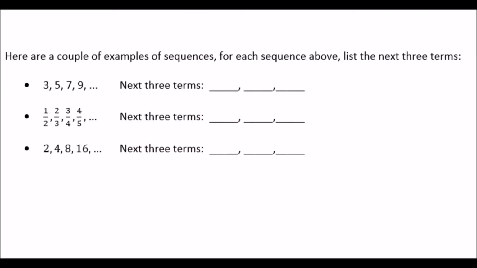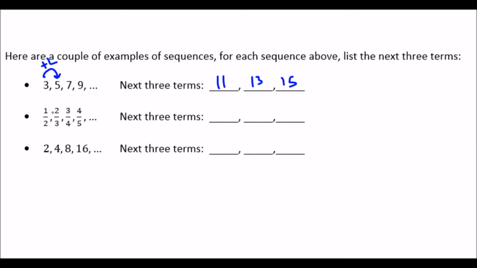So here are some examples of sequences. It asks you for the next three. So here we've got 3, 5, 7, 9. Here we can see that with each term we're adding 2: plus 2, plus 2, plus 2. So the next ones are 11, 13, and 15.